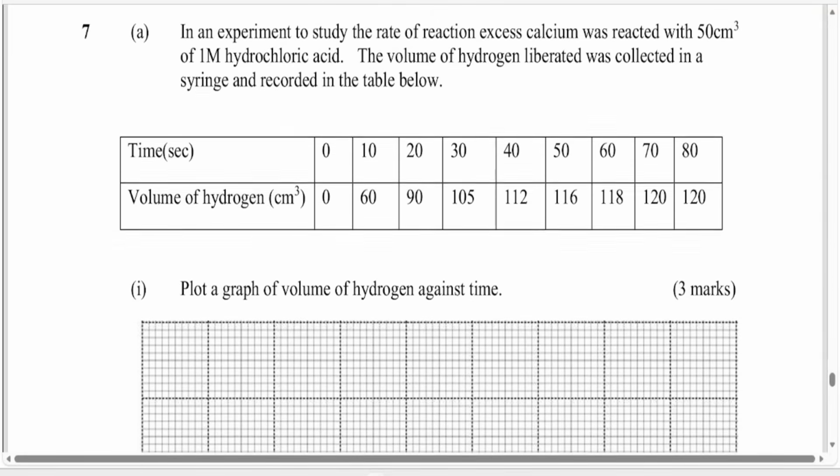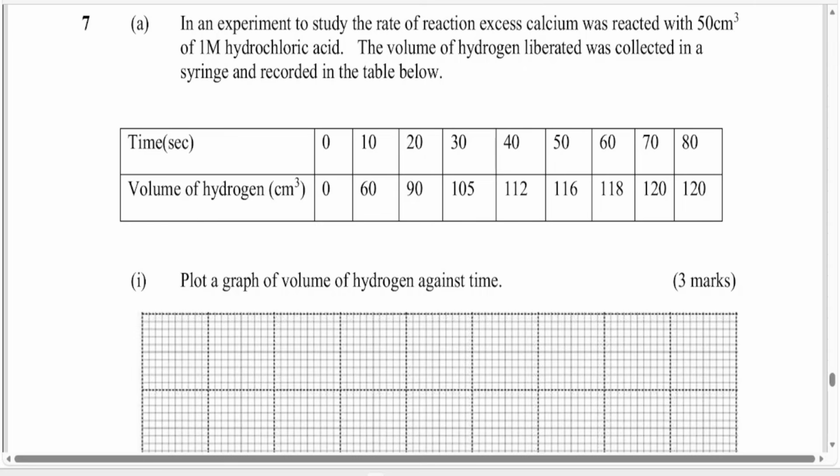We move to question number 7. In an experiment to study the rate of reaction, excess calcium was reacted with 50 cubic centimeters of 1 molar hydrochloric acid. So calcium reacted with dilute hydrochloric acid. The volume of hydrogen liberated was collected in a syringe and recorded in the table below. Then we have the table.